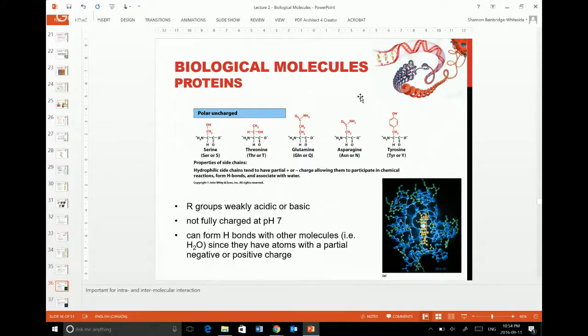You also have a group of polar uncharged amino acids, so serine, threonine, glutamine, asparagine, and tyrosine. In this case, you can see you still have polar molecules, so you still see your oxygens. Here's another oxygen, an oxygen, a nitrogen, nitrogen, and oxygen. But at a fairly neutral pH, they actually are not charged, so they're very weakly acidic or basic. But they are certainly polar, and they certainly are capable of interacting with other molecules, and especially water, to take part in hydrogen bonding. So these are highly soluble in water.